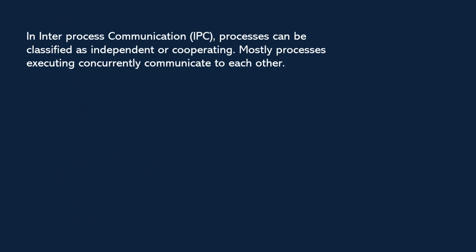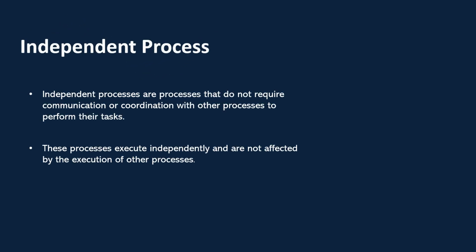Now there are two kinds of processes in inter-process communication: independent processes and cooperating processes. An independent process is one which does not require communicating or coordinating with other processes to perform its own task. It is independent of others. It does not require any other process to communicate so that its own task is performed.